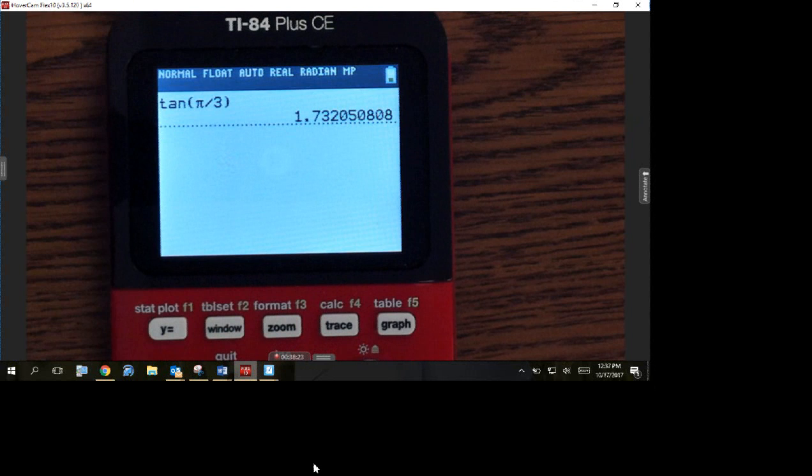Now, if you don't get the same answer, mine's on the calculator, you have to ask yourself, why didn't I get the same answer? What do you have to consider every time you type in sine, cosine, or tangent on your calculator? Am I typing in a degree or a radian? And when you see pi over 3 with no degree symbol, you've got to be in radian mode. So if you're not in radian mode, you got the wrong answer, didn't you?